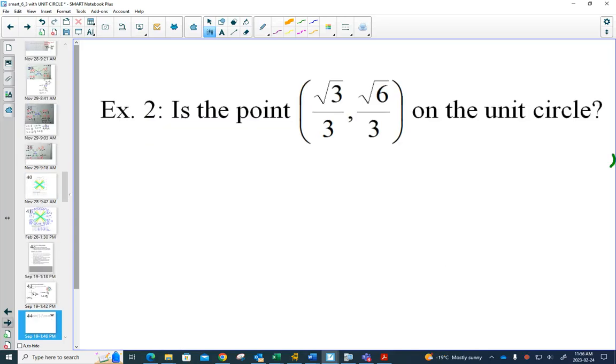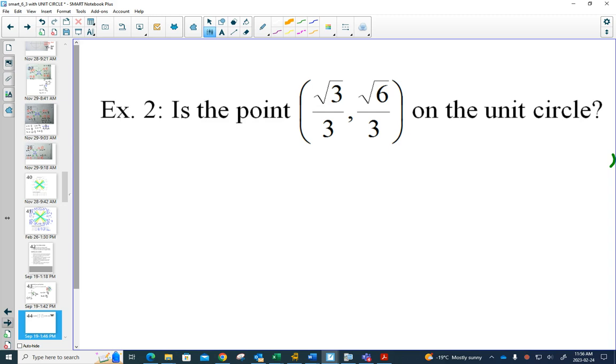Most students initially get this one wrong because we've just finished the unit circle. We just labeled a whole bunch of points on your unit circle. You look at all the points on your unit circle, and this one isn't on there. So the gut reaction would be to say, no, it's not on the unit circle, I just checked mine. But we have to realize that the unit circle is the whole circle, which has an infinite amount of points.